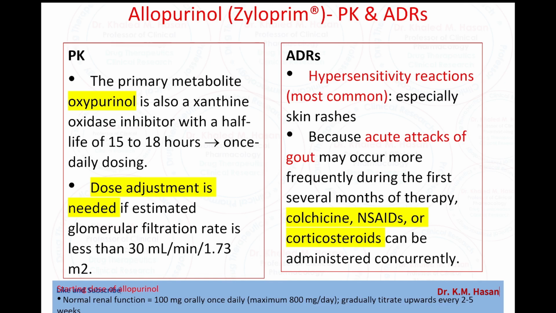Okay, the pharmacokinetics: allopurinol, zyloprim, is metabolized to oxypurinol. Oxypurinol is also an active xanthine oxidase inhibitor, and it has a half-life of 15 to 18 hours, and this explains why you prescribe allopurinol once daily. The dose needs to be adjusted if the patient suffers from renal impairment. We look at the glomerular filtration rate. If the glomerular filtration is less than 30 milliliters per minute, we need to adjust the dose, meaning decrease the dose according to renal function.